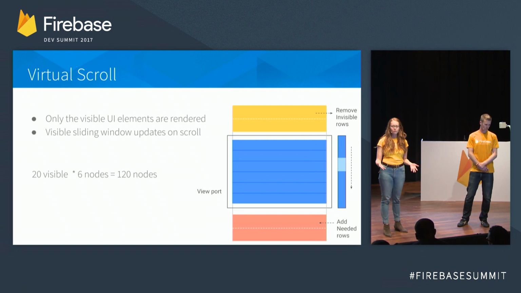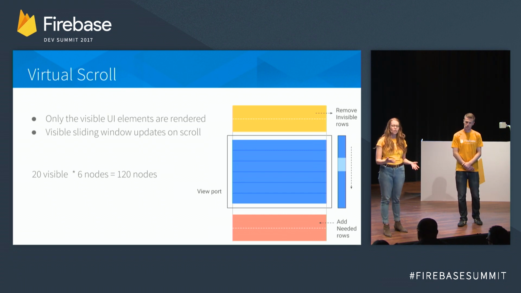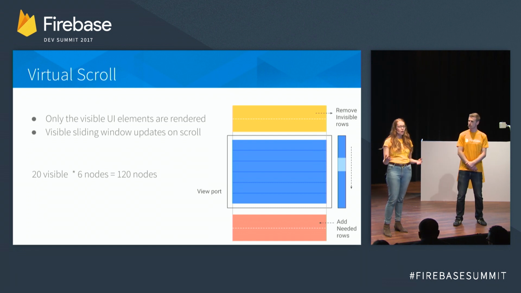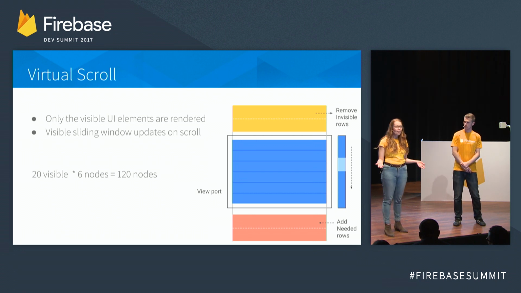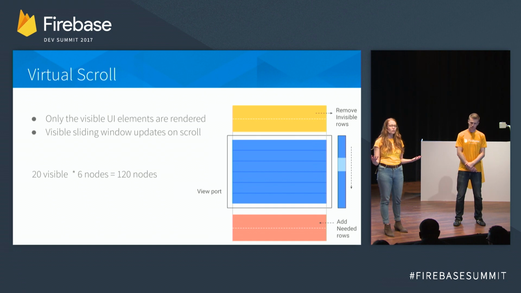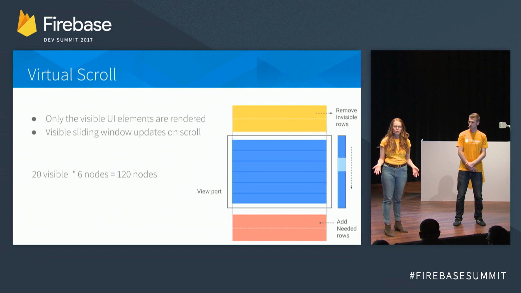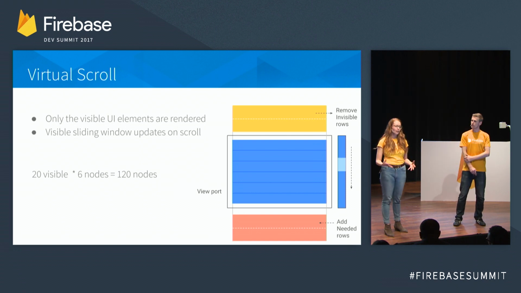So this is really great for Firestore because if we have only 20 documents visible on the screen, and we have about 6 HTML DOM nodes for each, that's about 120. So if you have 500 documents on your list, you have about 120 DOM nodes. If you have 5,000 documents in your list, you still have 120 DOM nodes, which is a really great performance boost for the UI rendering information.